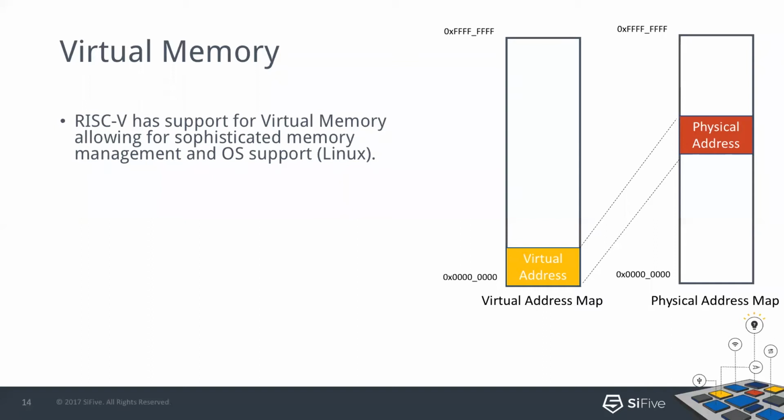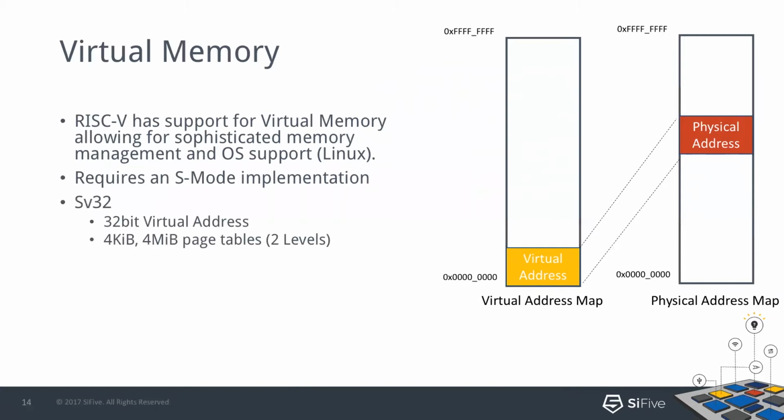RISC-V also implements support for virtual memory, and this is important for allowing sophisticated operating systems like Linux to operate. Virtual memory support does require a supervisor mode implementation, and you'll see why in a few slides. And it defines several different virtual memory modes. And so the first of those modes is called SV32. And so SV32 defines a 32-bit virtual address with 2 levels of page tables supporting 4 kilobyte and 4 megabyte pages.